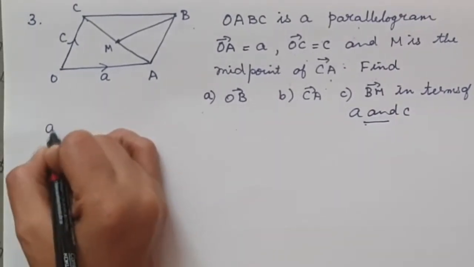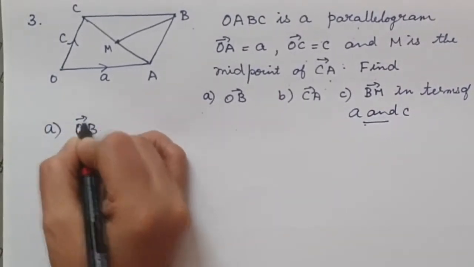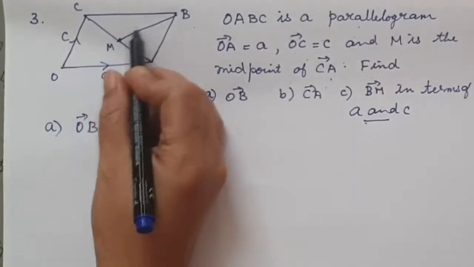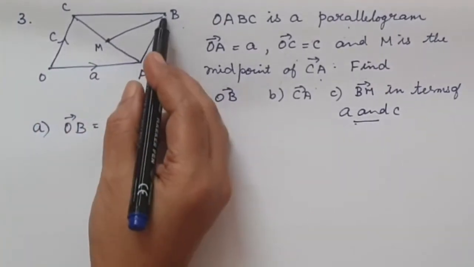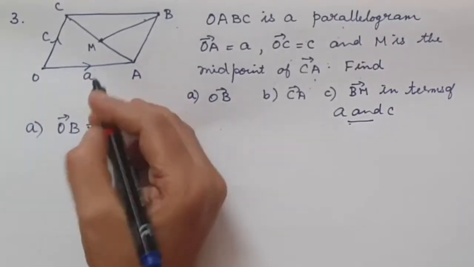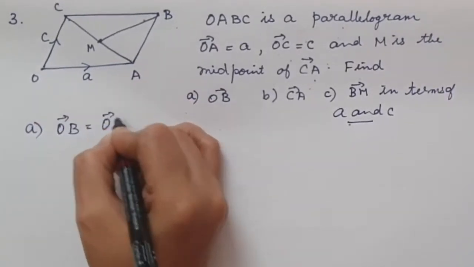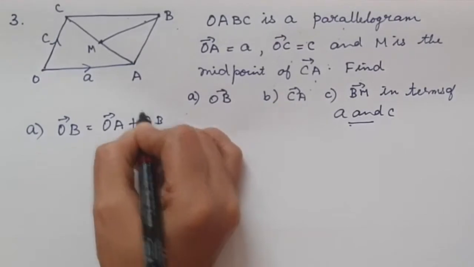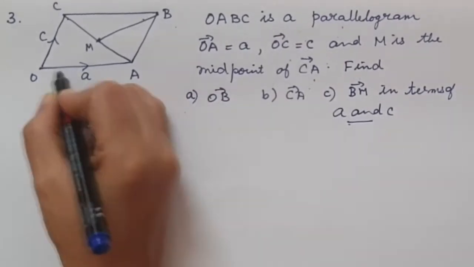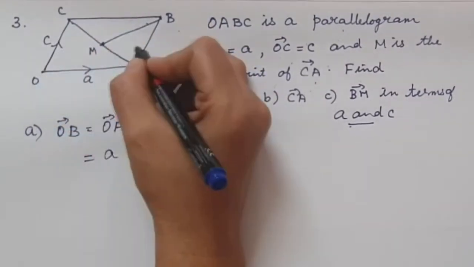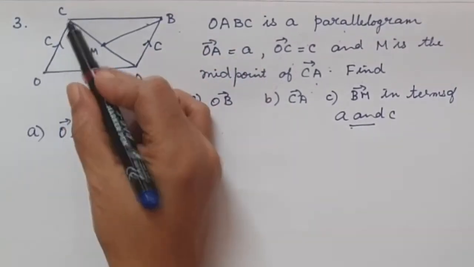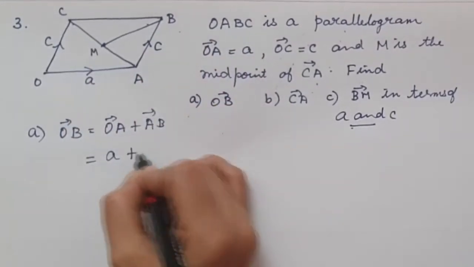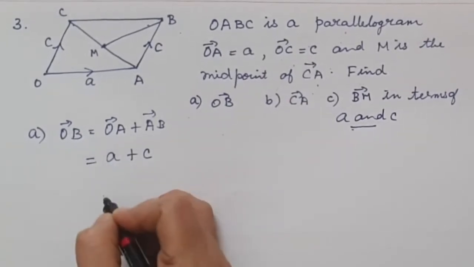Now first part, let us find out what OB is. In order to find OB, this is our starting point and our final point is B. So we can write this as OA plus AB. Now OA is A, in this direction. AB is parallel to OC, so here too we have it as C. So OB will be equal to A plus C.